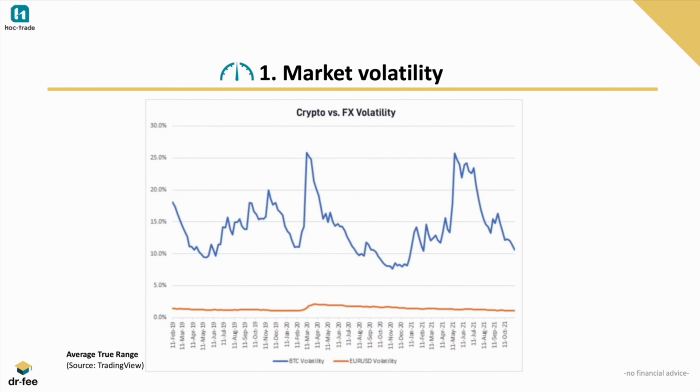Let's have a look at the monthly volatility on the two most dominant assets of both crypto and Forex market: Bitcoin for crypto and EUR/USD for Forex. As you can see, the volatility of Bitcoin is much higher compared to EUR/USD. There are more volatile currency pairs in Forex than EUR/USD. However, there are also much more volatile assets in crypto than Bitcoin.